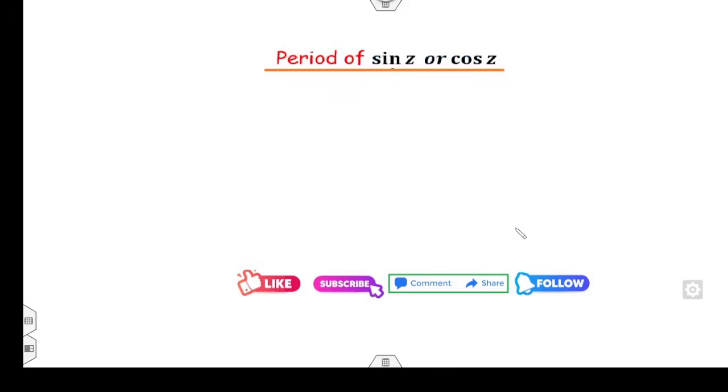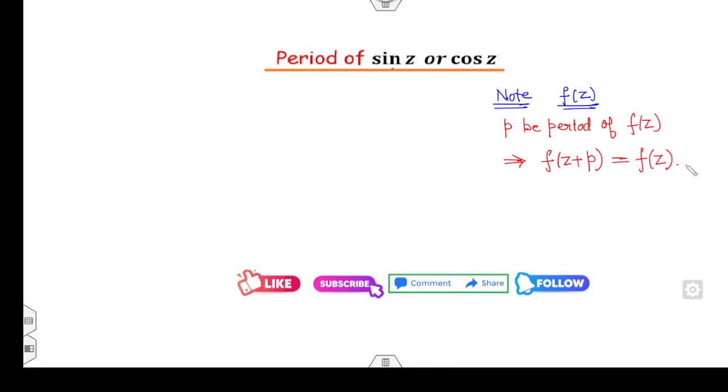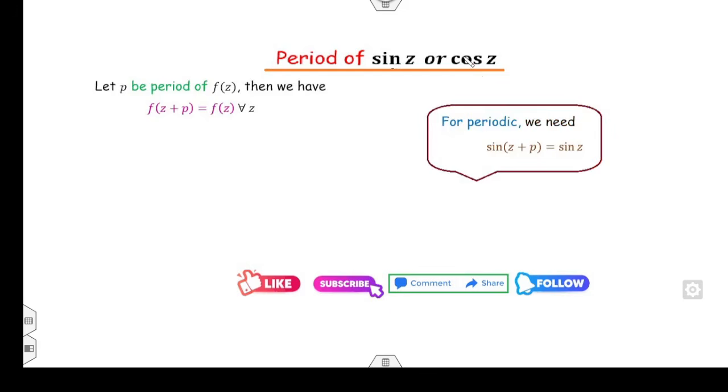So I can define the properties of the periodic function. Remember, students, for any function f(z), what is the meaning of the period? If I say p is the period of f(z), what does it mean? That means f of z plus p is equal to f of z. That's the definition of the periodic function, where f is my sine or cosine.